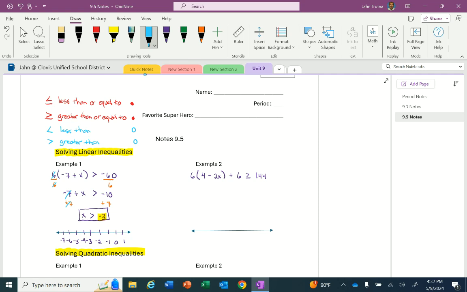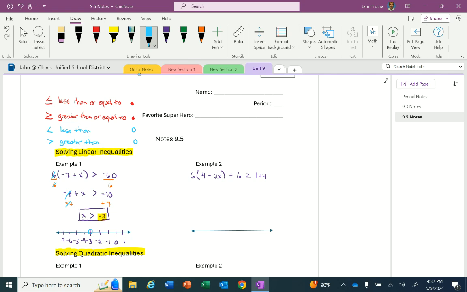For the less than symbol or the greater than symbol, you put in a not filled in dot at your solution number on your number line. So for this particular equation here, I am going to put a not filled in dot at -3. And then I'm going to draw an arrow from that dot either to the right or to the left, okay?